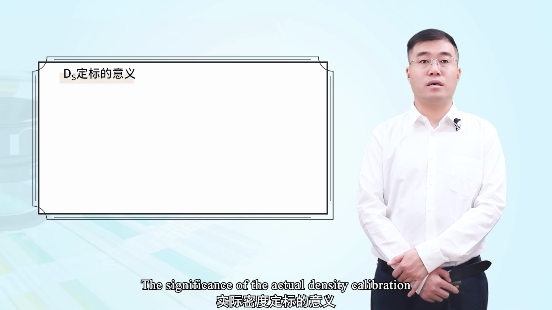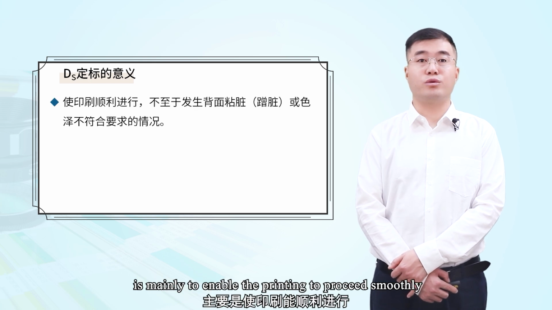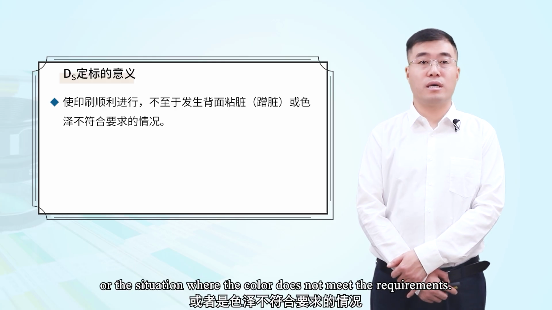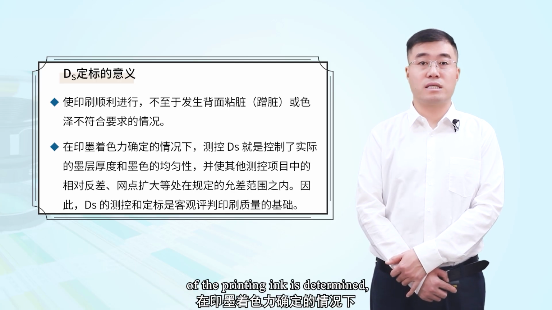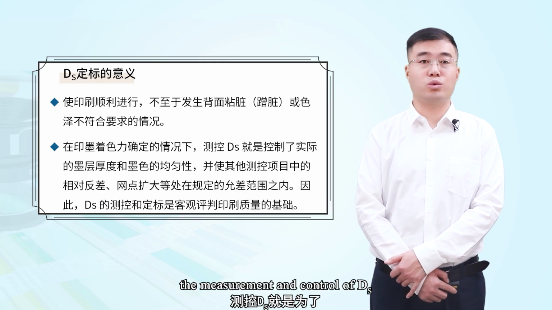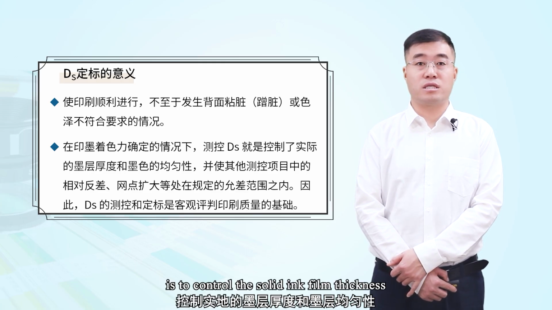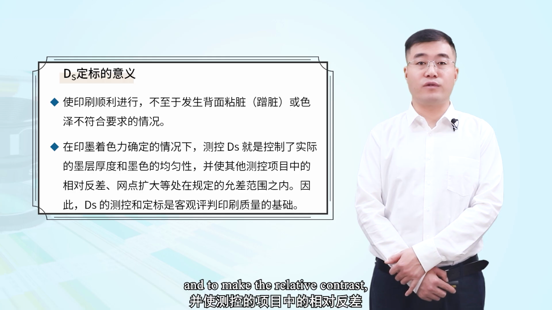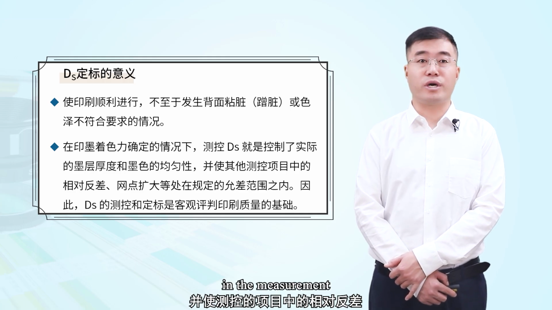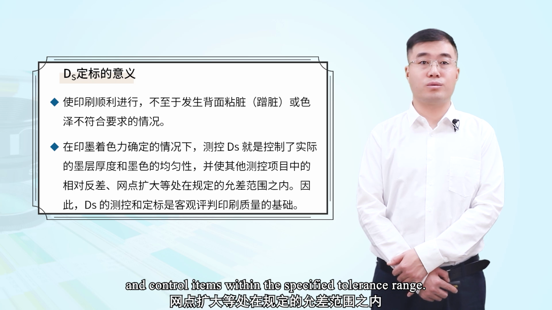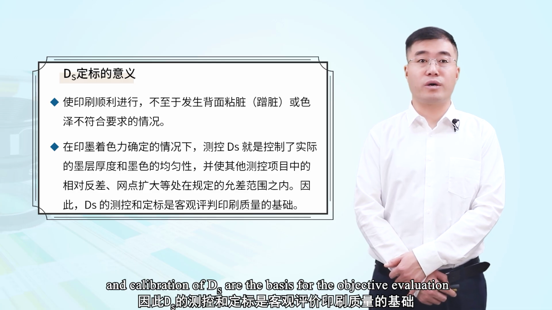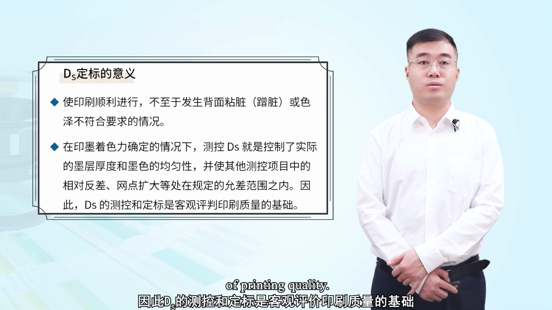The significance of the actual density calibration is mainly to enable the printing to proceed smoothly, without occurrence of backside smudging, or the situation where the color does not meet the requirements. Under the condition that the tinting strength of the printing ink is determined, the measurement and control of ds is to control the solid ink film thickness and the uniformity of the ink film, and to make the relative contrast, dot gain, etc. in the measurement and control items within the specified tolerance range. Therefore, the measurement, control, and calibration of ds are the basis for the objective evaluation of printing quality.